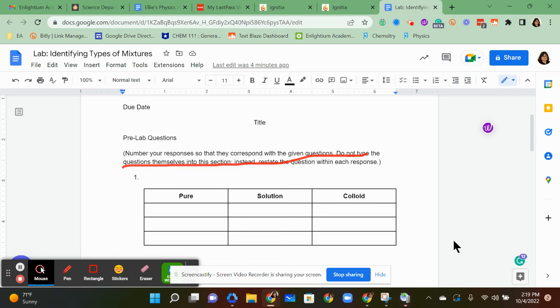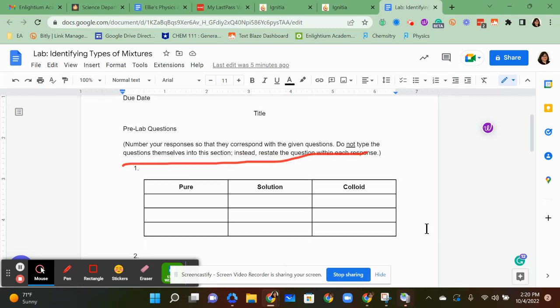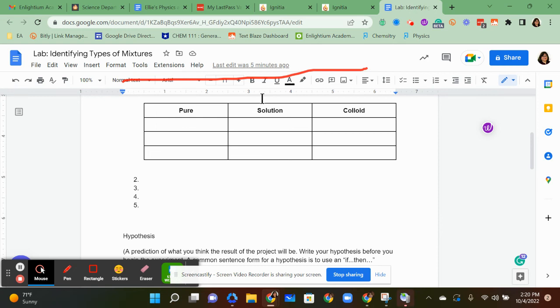Colloids. Colloids also are mixtures, but they're heterogeneous. And a colloid is very, very unique because the particles are big enough to scatter light, but they're not big enough to settle. So it's still a heterogeneous mixture, but it's not like a suspension where you're going to have the settling of one of the components. So pay attention to that. Then you answer all the questions.